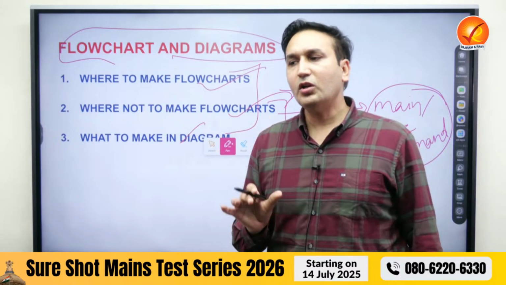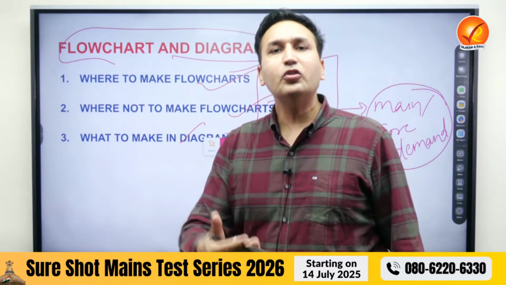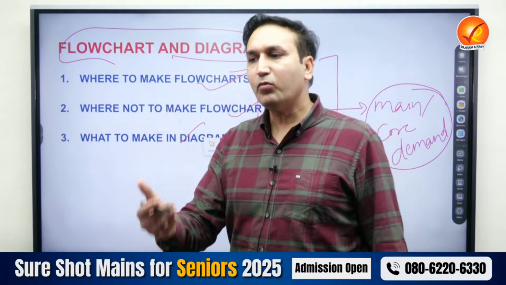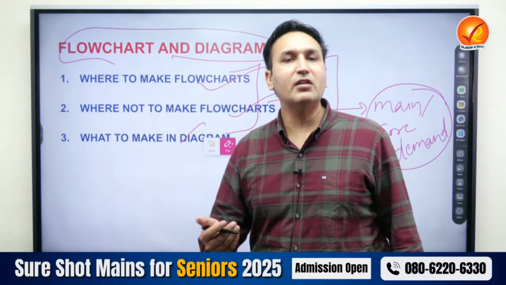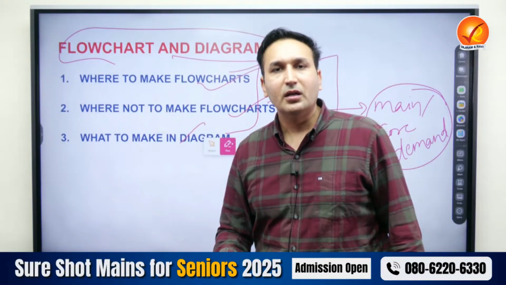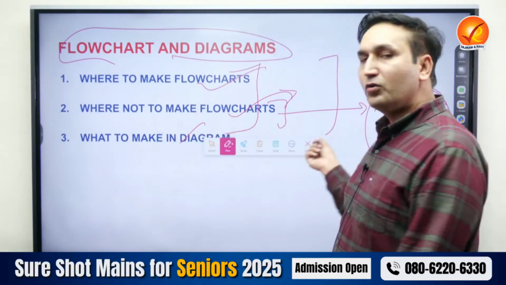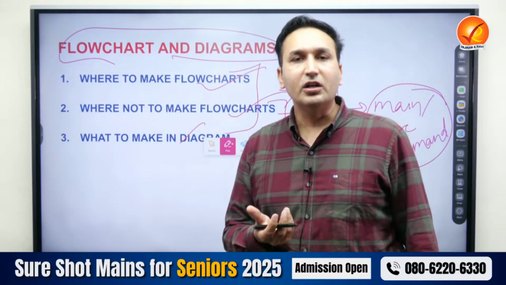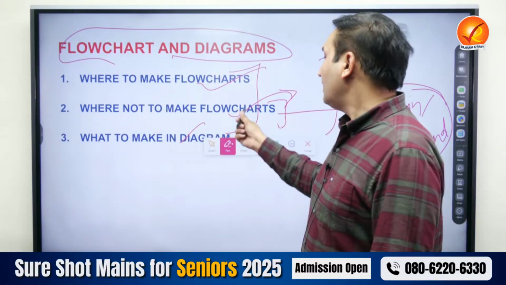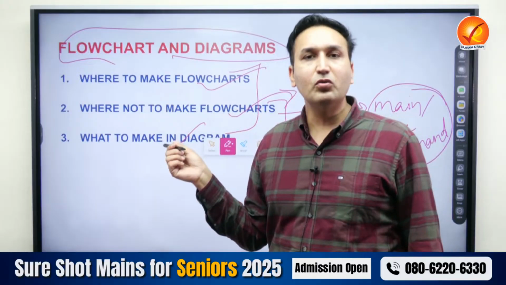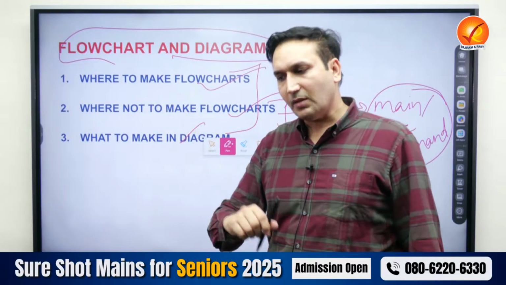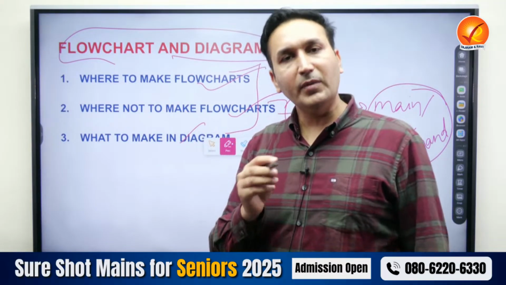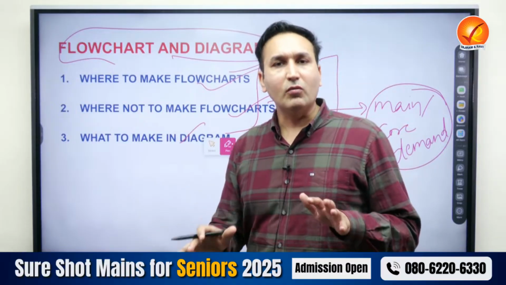Because in the main or core demand of the body, you are expected to write in point-wise format. Every point you will be substantiating with some data, fact, example, etc. So if you are making a flowchart there, the substantiation will become a little bit difficult for you. Although, as I said, there is no hard and fast rule. It is not cast in stone. Sometimes you can make a flowchart in a main demand also, but most of the time you should avoid it.